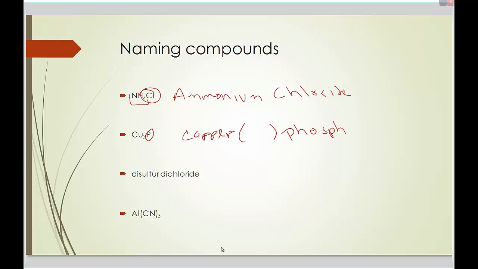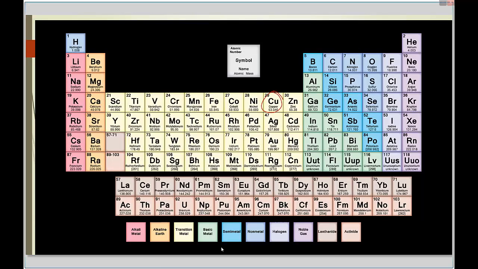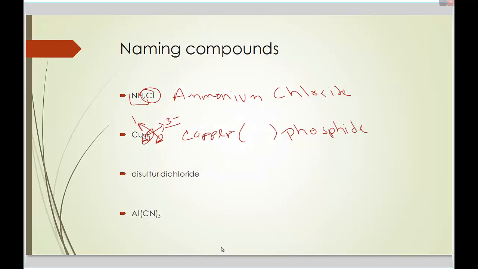In order to figure out the charge, you're going to uncross these numbers. So this 3 goes here, and this invisible number 1 goes here. We look on the periodic table and we look for the anion. Here's phosphorus. It's in the -3 row. So that means that this -3 here is right, which means that copper really is a charge of 1. Let's go the other way. Disulfur dichloride. Di means 2, so we have 2 sulfurs. Di means 2 chlorines.